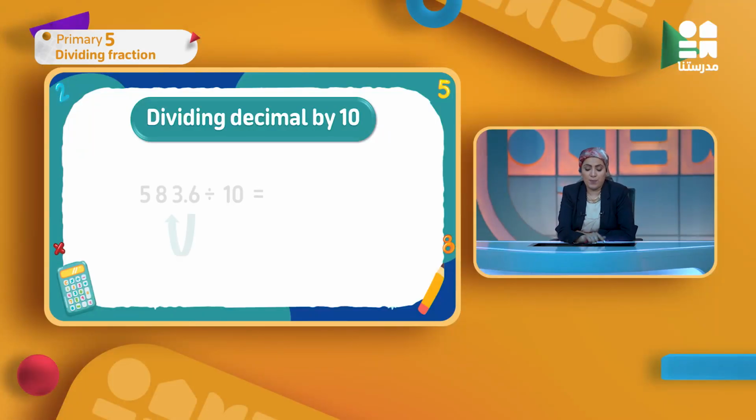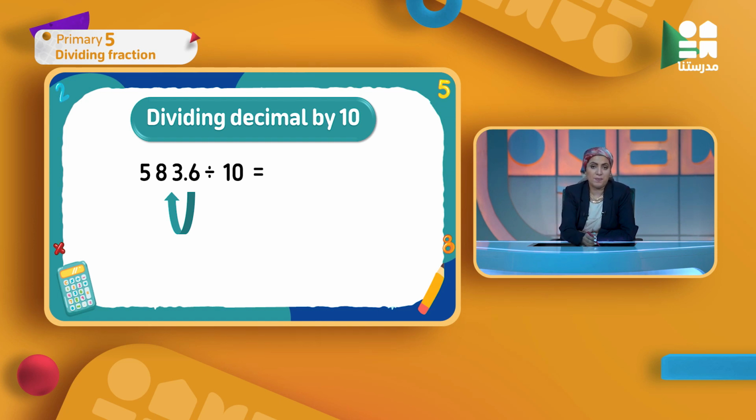Here in this example that we have now in front of us, 583.6 divided by 10. How many zeros do I have here? Beside the 1, I have only 1 zero. In the division, I usually move the decimal point to the left. Remember, it's to the left. And I move it by how many steps?